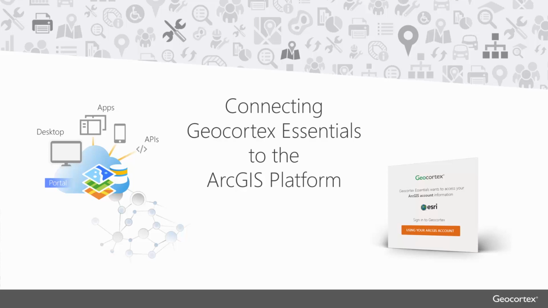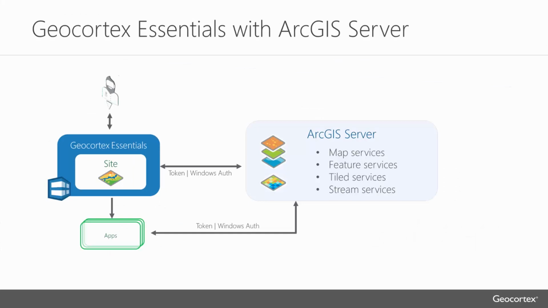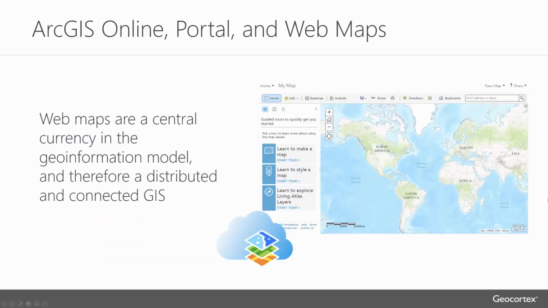So I think we'll start with some context surrounding how to connect Geocortex Essentials to the ArcGIS platform. For many years, our customers have been able to connect Geocortex Essentials directly with ArcGIS Server. Public services can be connected to directly, or we can use token or Windows authentication to connect Geocortex Essentials sites to ArcGIS Server map services, feature services, tiled services, and other types. And then applications produced by Geocortex Essentials can also connect to ArcGIS Server through that same authentication method.